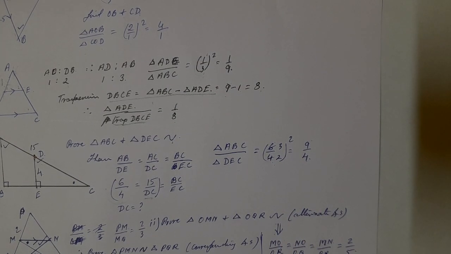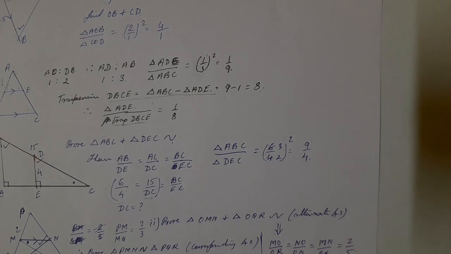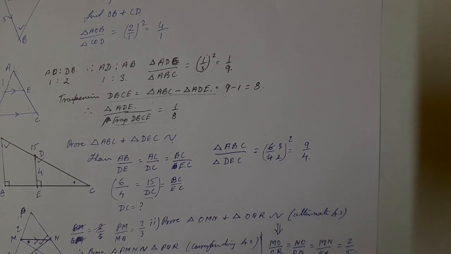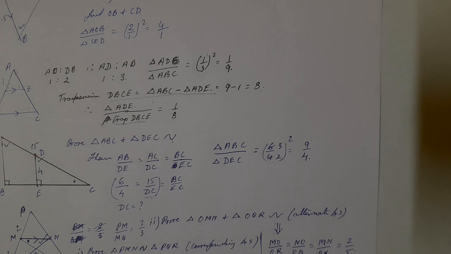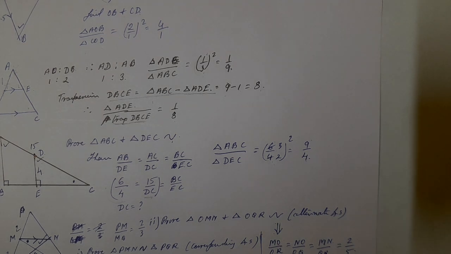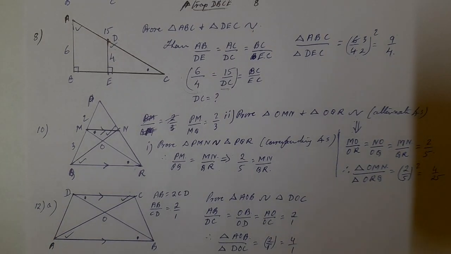Okay, everybody, chalo. Number 10. Triangle PQR. Sorry, it's not a parallelogram. Number 10. Triangle PQR. MN is parallel to QR. And it's given over there. PM by MQ is equal to 2 by 3. Find MN by QR.